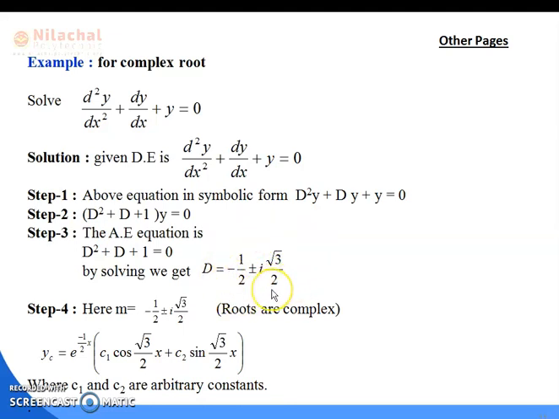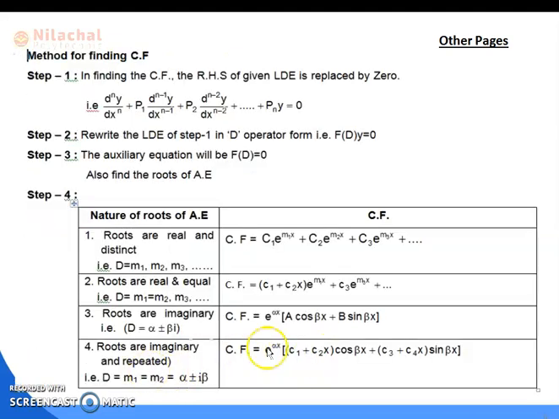Clear? So you can check here. This root looks like this, means this is a complex number. Since this is a quadratic, there are two roots: one is minus 1 by 2 plus i root 3 by 2, another is minus 1 by 2 minus i root 3 by 2, plus minus means two roots are there. So roots are complex. For complex numbers, similarly we have to go for their table. Complex number means alpha plus minus beta i, you have to collect alpha and beta. Here is the formula in front of you: CF equals to e to the power alpha x (a cos beta x plus b sin beta x).